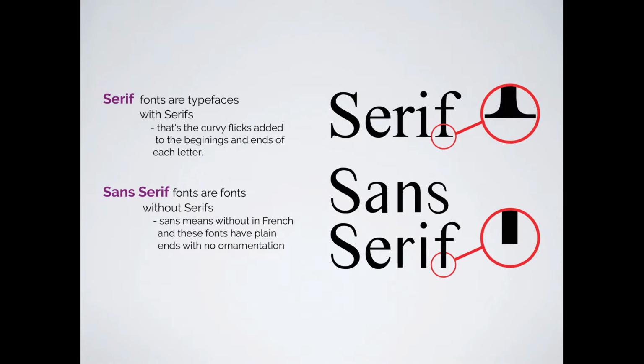It has little tails. Those little curvy flicks at the ends of the lines make it much easier for our eyes to read. And if you pick up any paperback book, any magazine, anything where you're going to be doing a lot of reading, it's almost always going to be a serif font because it's just easier to read. It can be smaller and you can read it faster.